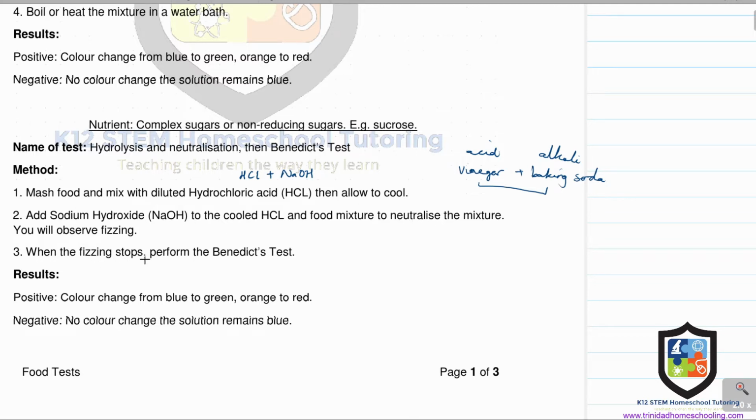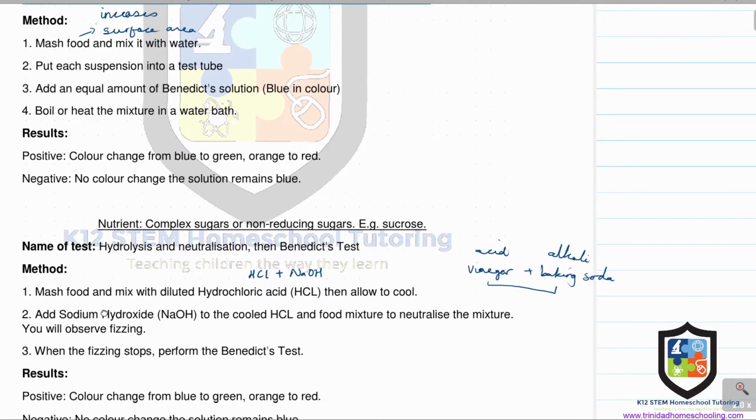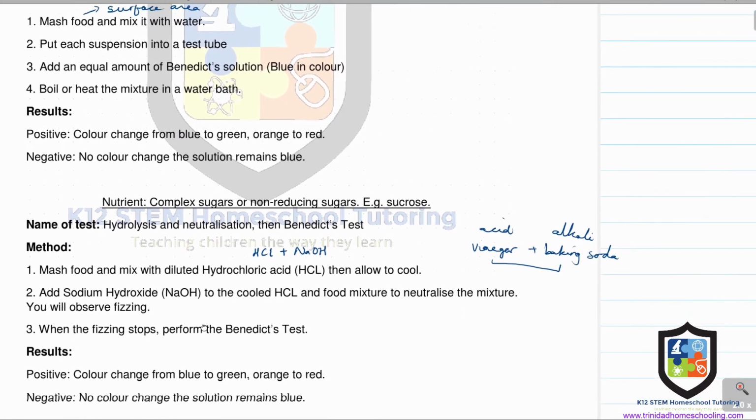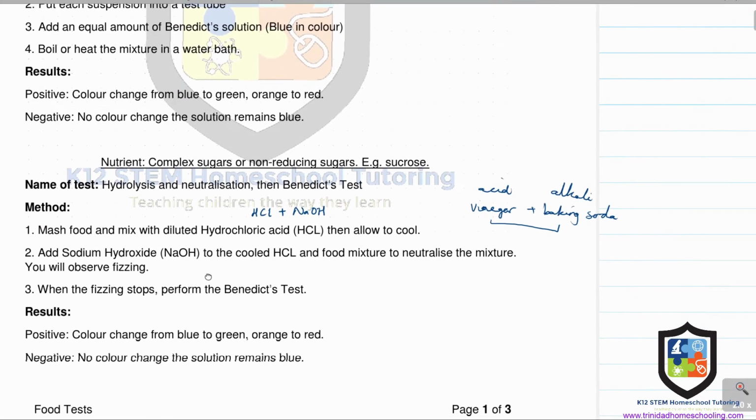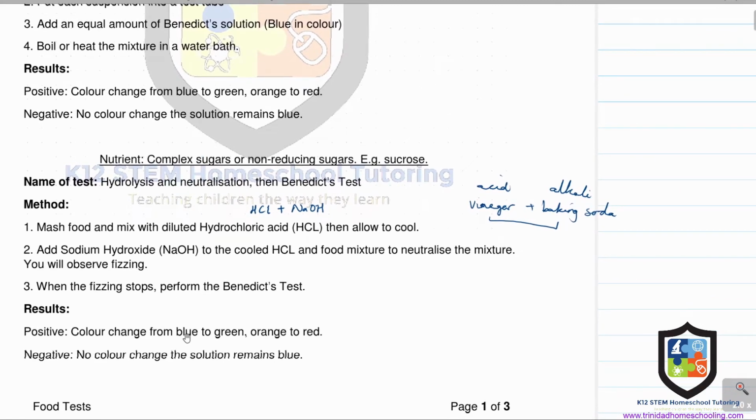Now when the fizzing stops, then you perform the Benedict's test. Now remember, we will already have mashed food that's mixed in some liquid, which is the acid and the sodium hydroxide. So all we will do now is just add the blue Benedict solution, and observe the color change from blue to green and then orange to red.